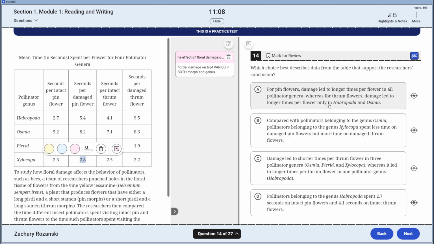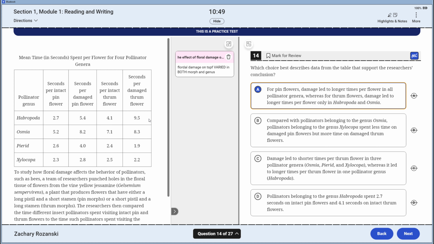Whereas for thrum flowers, damage led to longer times per flower only in H and O. H, that is longer, that's shorter, that's shorter. A is true. Is it doing what I want over here? Floral damage varied in both morph and genus.